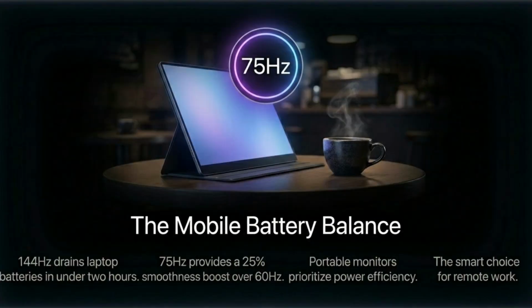For mobile devices, 75 Hz strikes a good balance. 144 Hz drains laptop batteries quickly, but 75 Hz provides a 25% smoothness boost over 60 Hz, making it the smart choice for portable monitors and remote work.